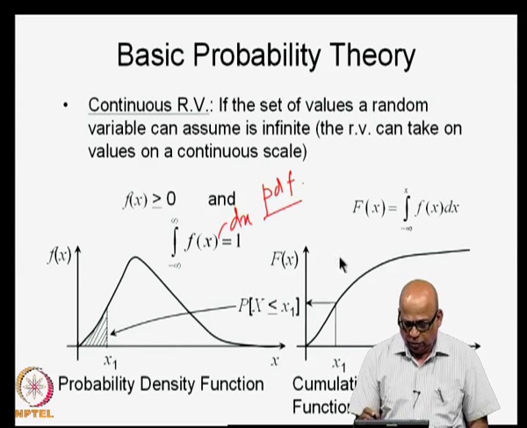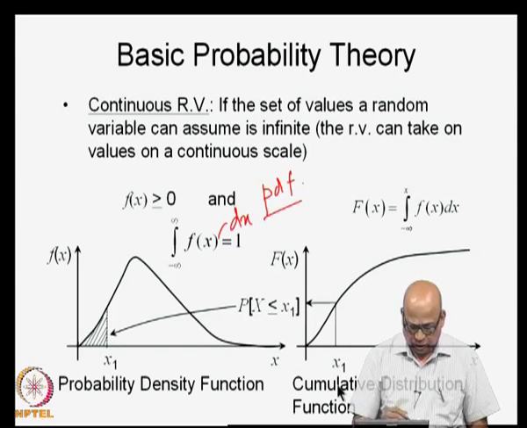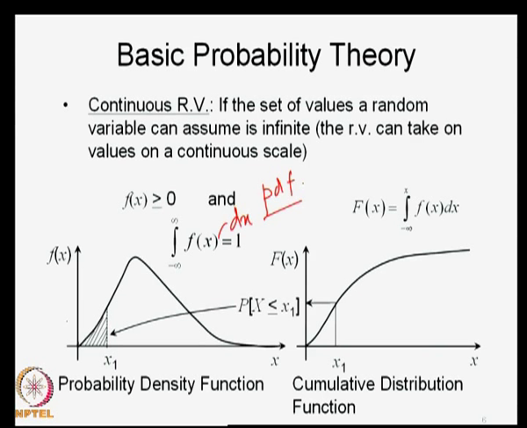The cumulative distribution function, which is denoted as the CDF, this is the CDF and this is the PDF, f of x is the PDF, is simply the integral from minus infinity to x of f of x dx. So, this gives you the probability of x being less than or equal to x.